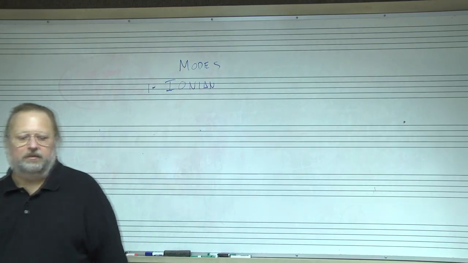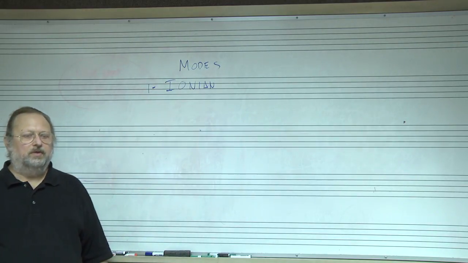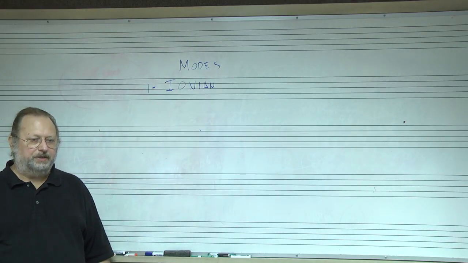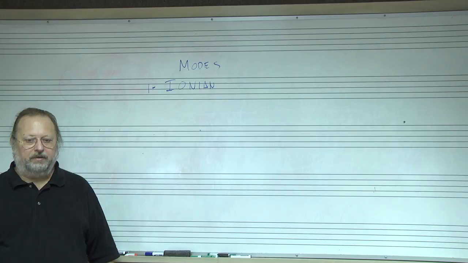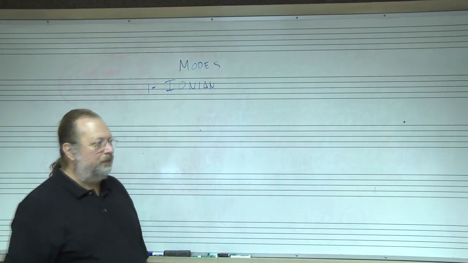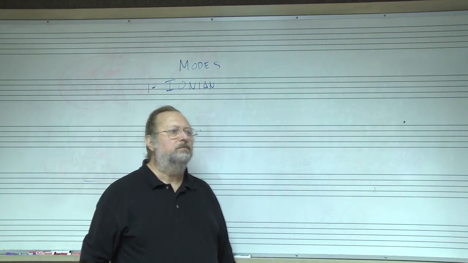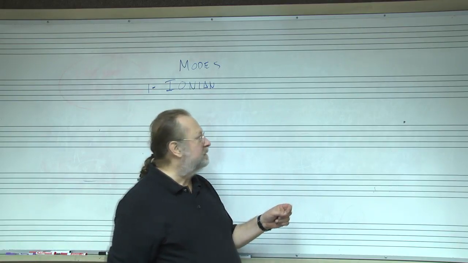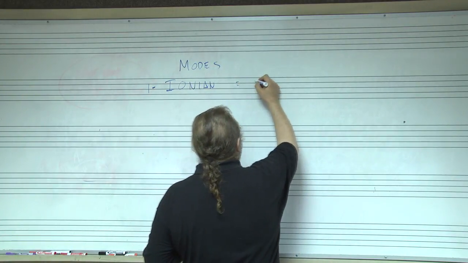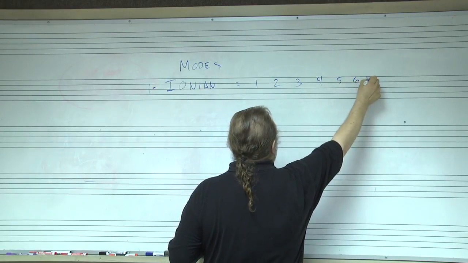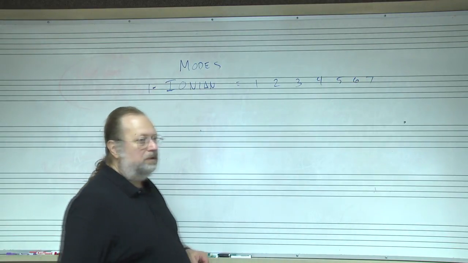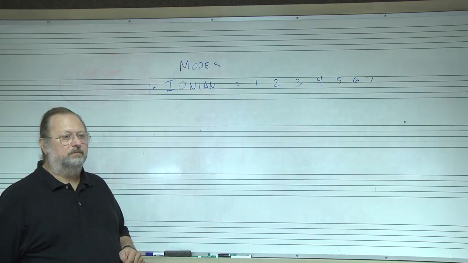So what's the Ionian mode? The root. The major scale, right? Everybody's heard of the Ionian mode? So what's the formula for the Ionian mode? 1, 2, 3, 4, 5, 6, 7. Okay. So the next mode is?